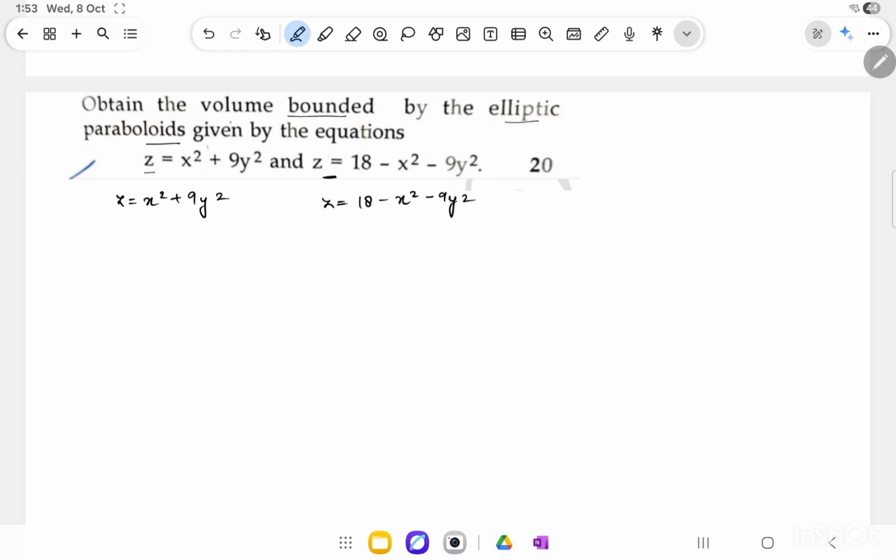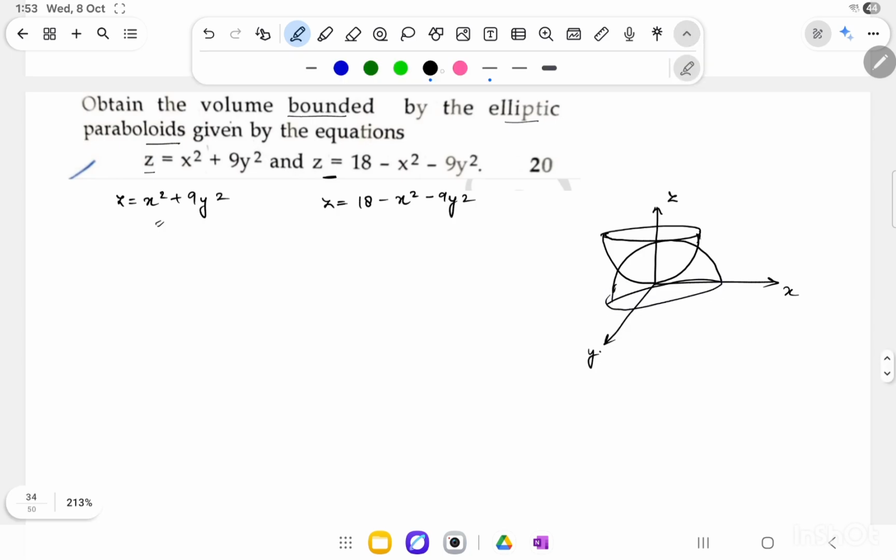If we see its graphical representation, it will be somewhat of this form. If this is my z axis, this is x and this is y, the paraboloid will be of this form, like this one, and the other paraboloid will be of inverted form, somewhat like this. This is just a rough sketch. So we are supposed to find the volume that lies in between these two, that is this volume. So we are supposed to evaluate that.